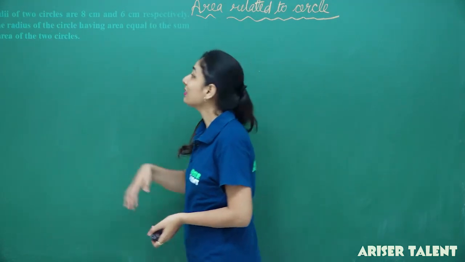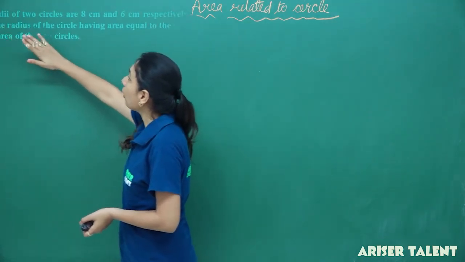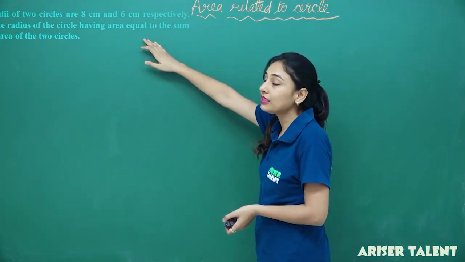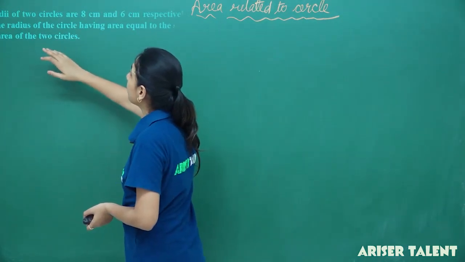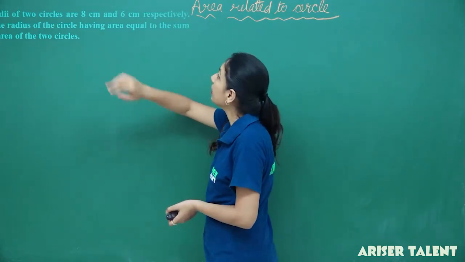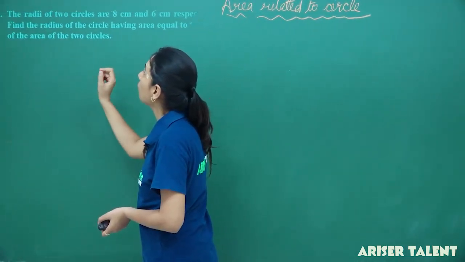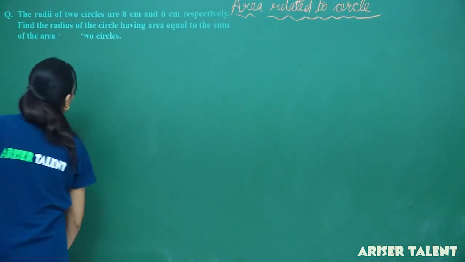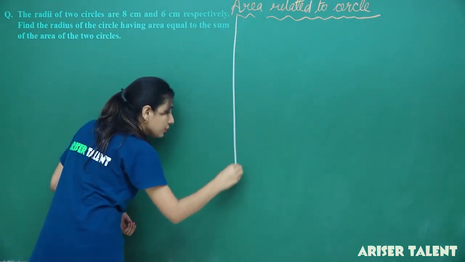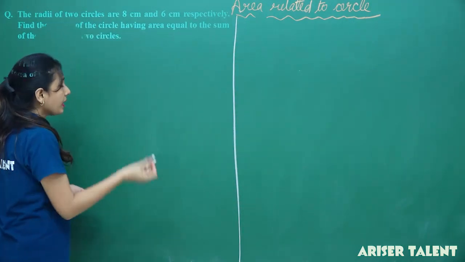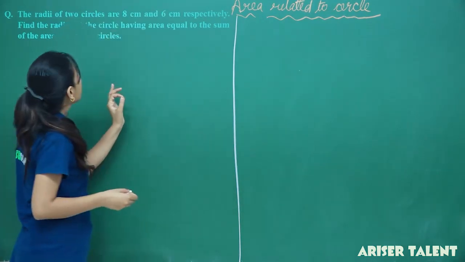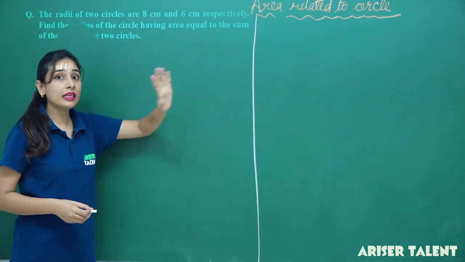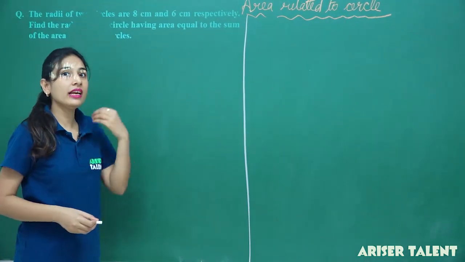Okay, now this is the question. The radii of two circles are 8 centimeter and 6 centimeter respectively. Find the radius of the circle having area equal to the sum of the areas of the two circles. Okay, students, so what is this question saying to you? Try to understand. It's giving the radii of two circles, 8 centimeter, 6 centimeter. It's not given whether they are concentric or intersecting each other.